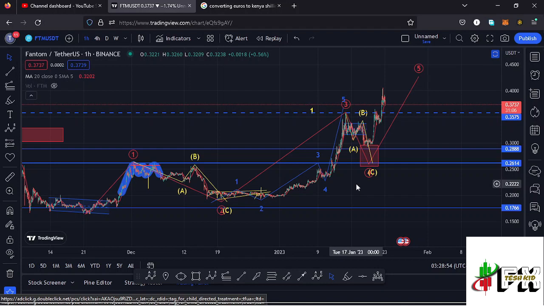At the time of this recording, Fantom has managed to break above a high that we made at around the $0.3575 mark. We have also continued holding above that high, and before I get into that part of the technical analysis, allow me to start the video here on the 1 hour chart.